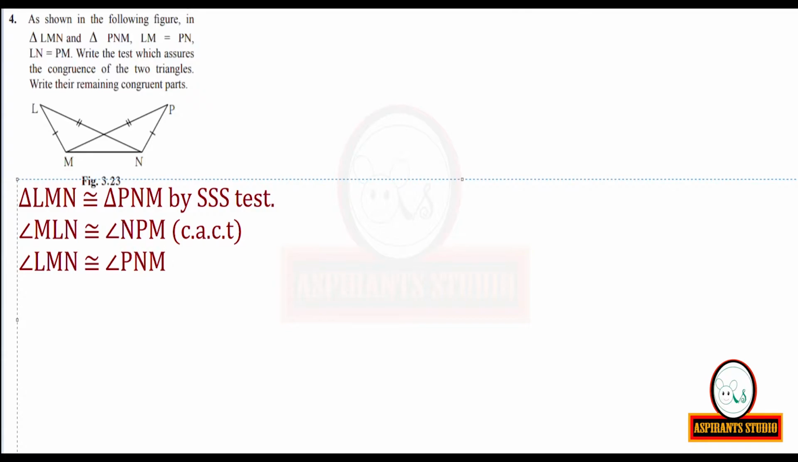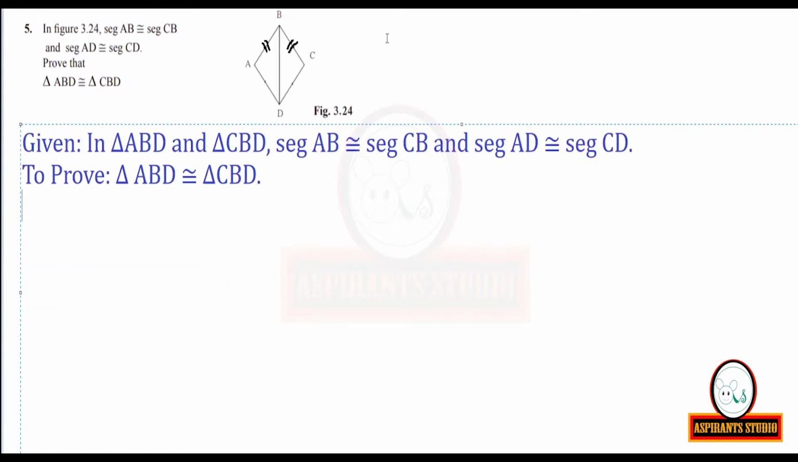Now remaining congruent parts of the triangle: angle MLN is congruent to angle NPM, corresponding angles of congruent triangles. Angle LMN will be congruent to angle PNM, corresponding angles of congruent triangles. And angle LNM will be congruent to angle PMN, corresponding angles of congruent triangles. Now coming to the next one.